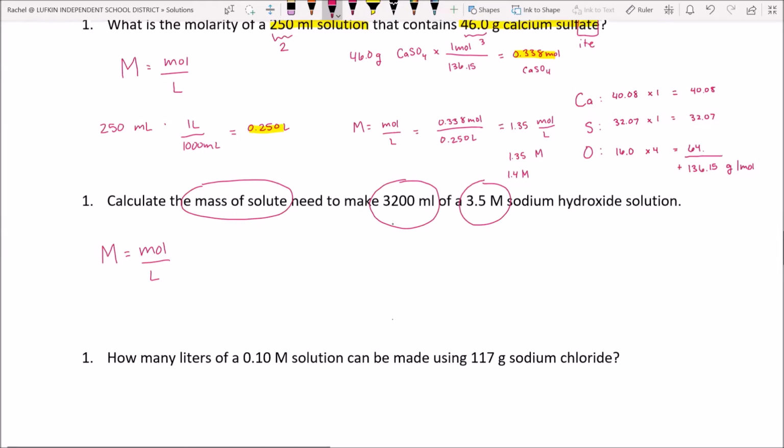So our M was given to us. Our M is 3.5, right? And they also gave us the volume amount. So we need to divide that by 1,000, 3,200 times 1 over 1,000. That would be 3.2. So that was what goes on bottom, 3.2 liters. And moles they did not give us. So that's our X, right?